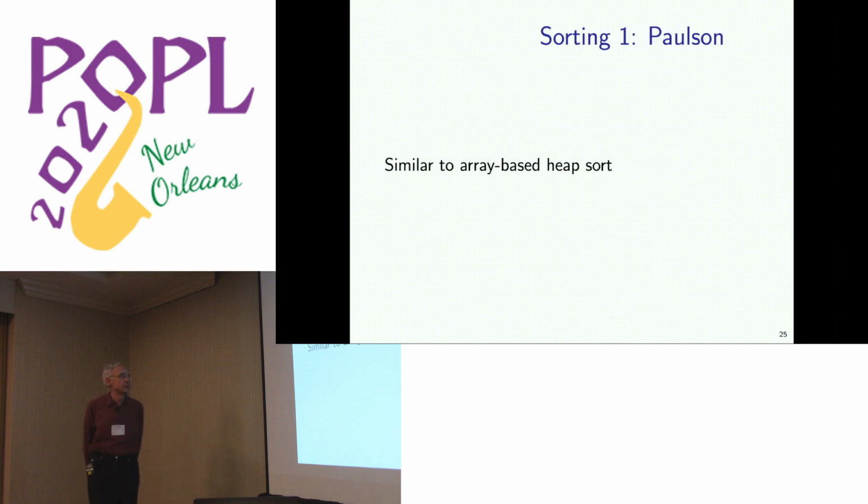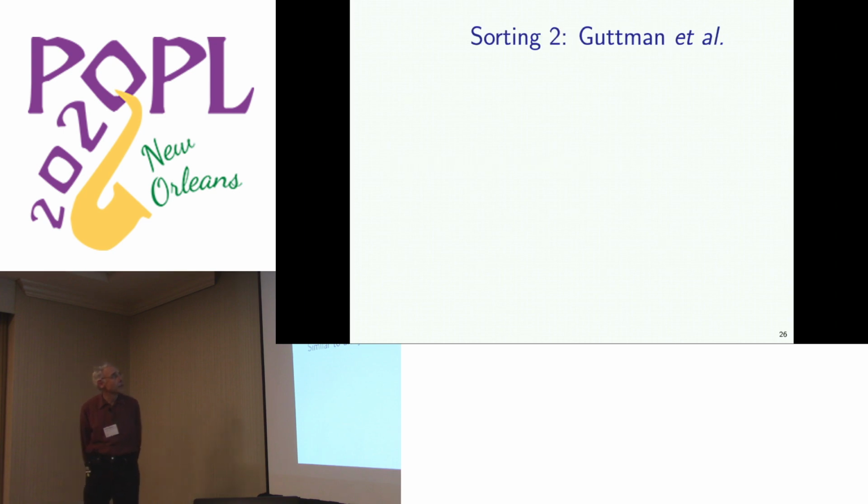We looked at two implementations. One is again by Paulson, and it's similar to the array-based heap sort, so I'm not going to go into the details. The other one is from a very unknown paper by Guttman and colleagues. And they do something which strikes me as: how inefficient can you do it and still get an n log n algorithm? That's the kind of approach here.